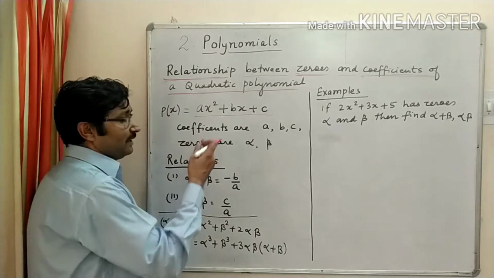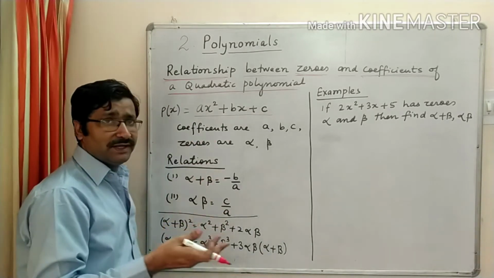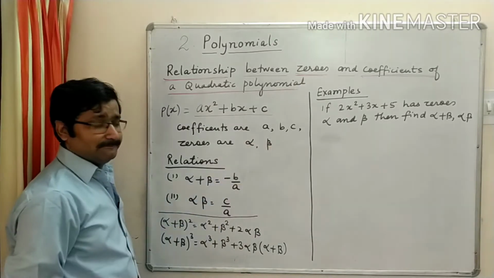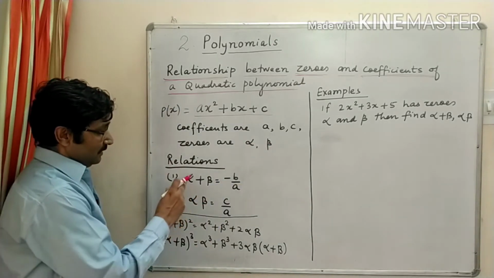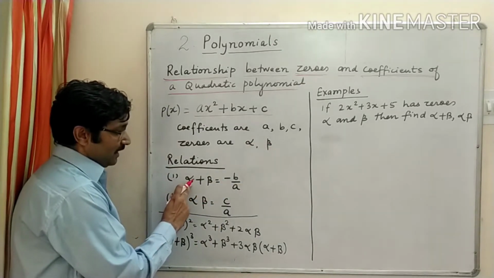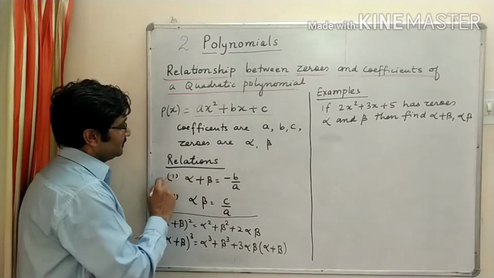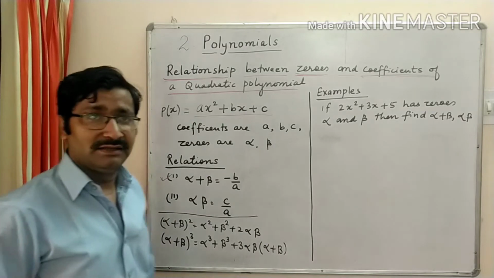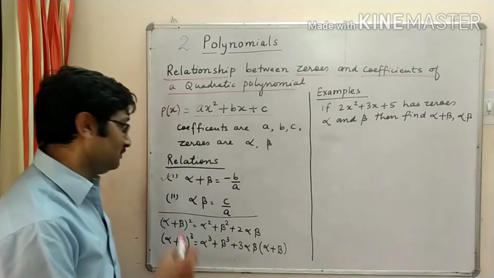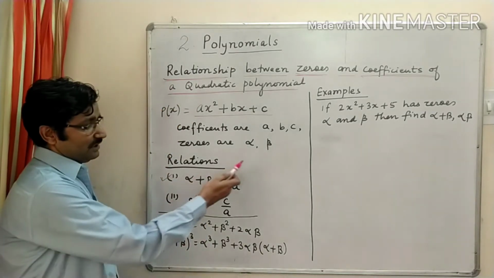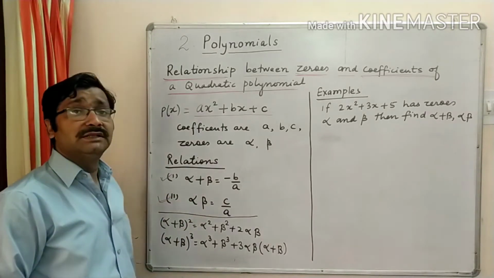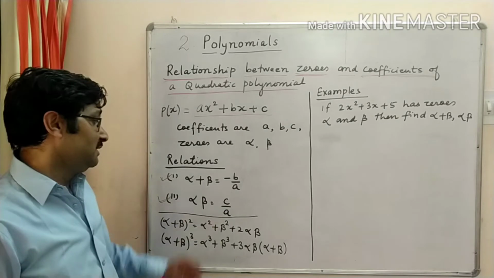Now when we find the zeros, how we find them I already told you, alpha and beta you find. Now the relations will be: the first relation is alpha plus beta equal to minus b by a. That is very important, so you have to learn that alpha plus beta equals minus b by a. The second relation is alpha into beta. Alpha into beta is c by a.